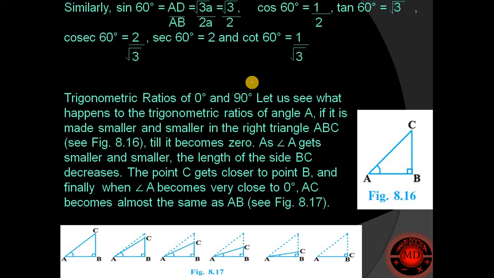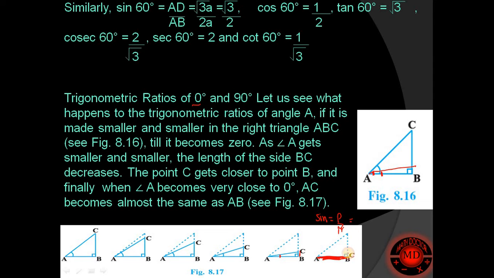So let us see what happens to the trigonometric ratios of angle A if it is made smaller and smaller in the right triangle ABC till it becomes 0. So let's suppose this triangle's angle becomes 0, we have to find the value of this trigonometric ratio. So at 0 angle, it would be like this. So the value of sine of A should be, we know that it is perpendicular upon hypotenuse.